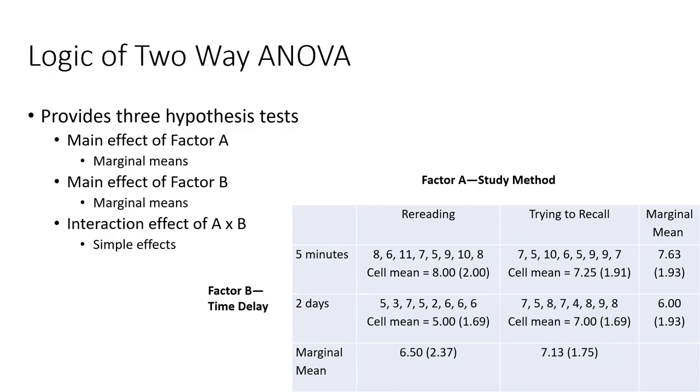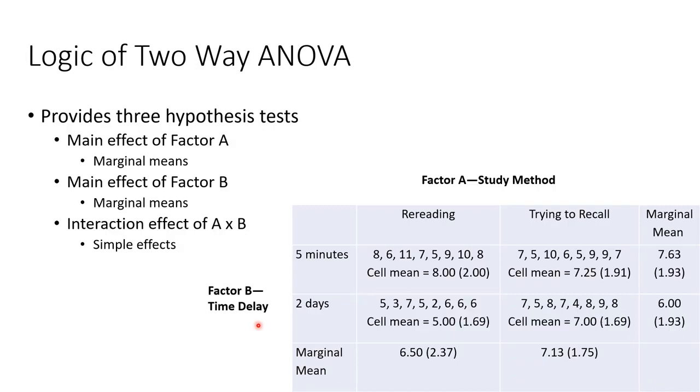Now, a two-way ANOVA is actually going to provide 3 different hypothesis tests. One is going to be something called the main effect of factor A, or the main effect of study method in this case. And I'll talk more about this in the next slide about how that is compared. Another test is going to be the main effect of factor B, or the effect that time delay has on exam scores. And then finally, the interaction. How do study method and time delay interact to affect exam score?